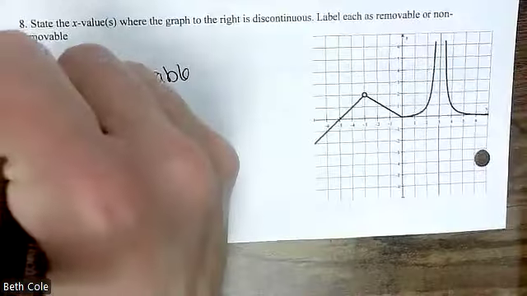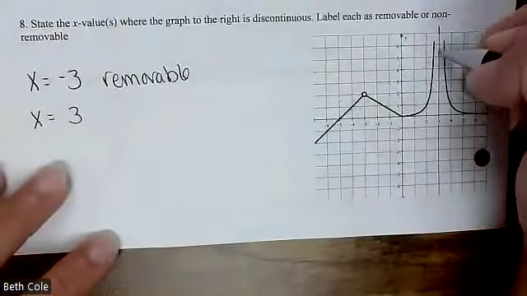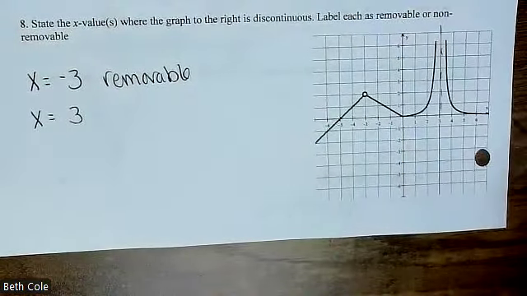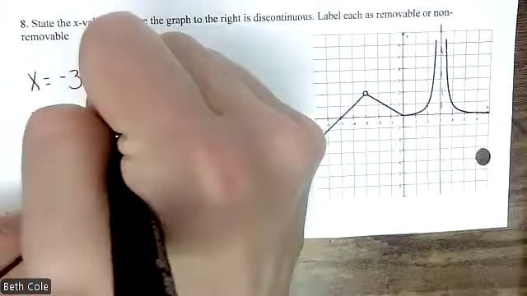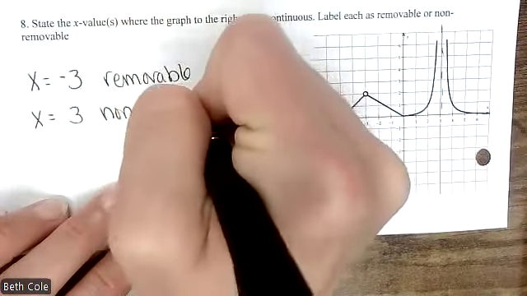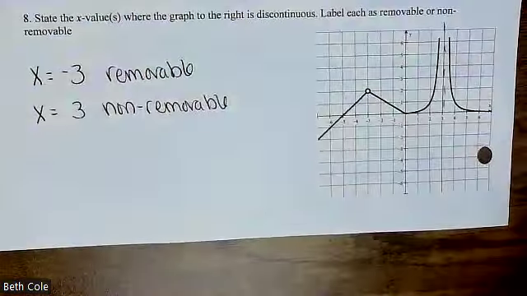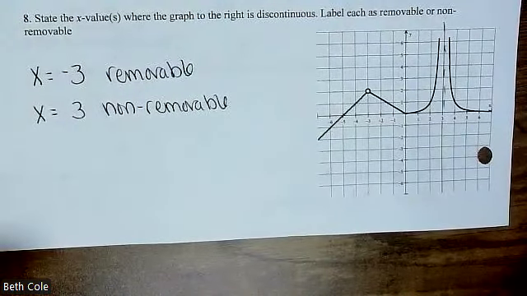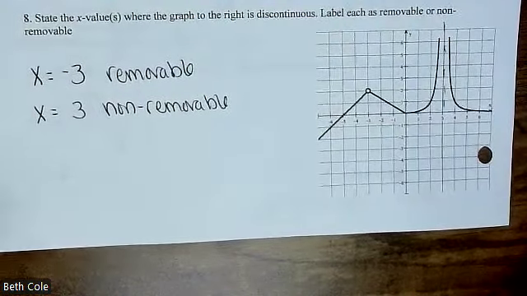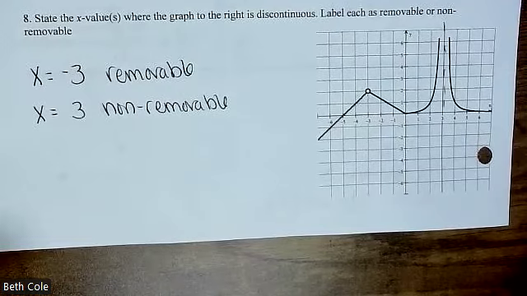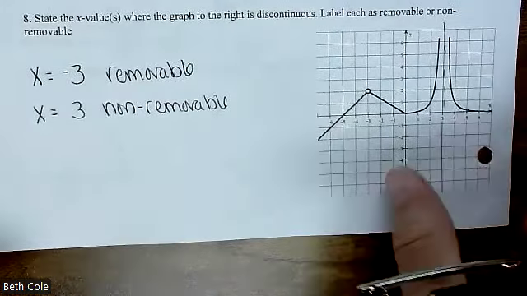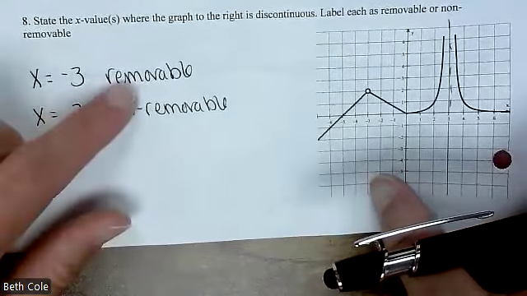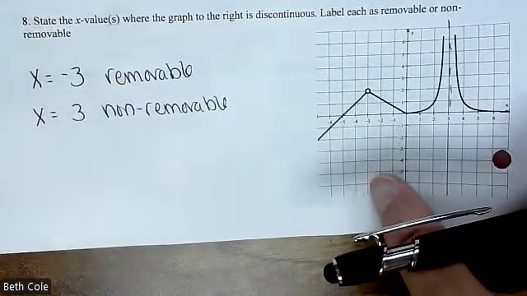And then where's the other one? 3. Now that's an asymptote. You didn't simply remove a point. That's a more deep-seated issue. That's non-removable. If it's a hole, it's removable, because you just removed a point. Now it's a hole. Well, removable, you removed a point, it's a hole.